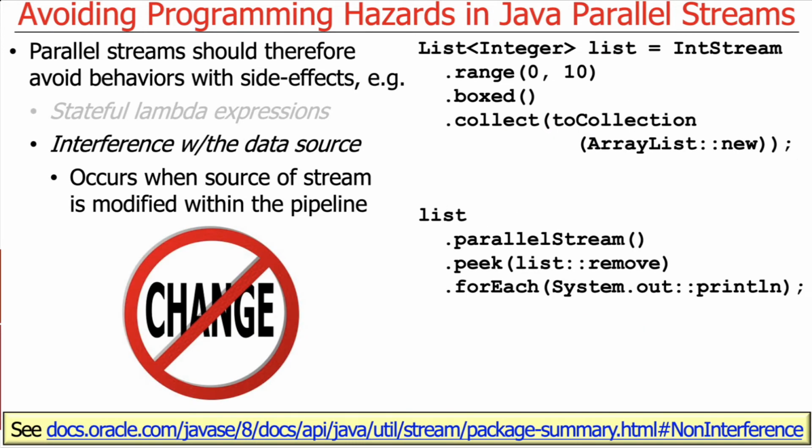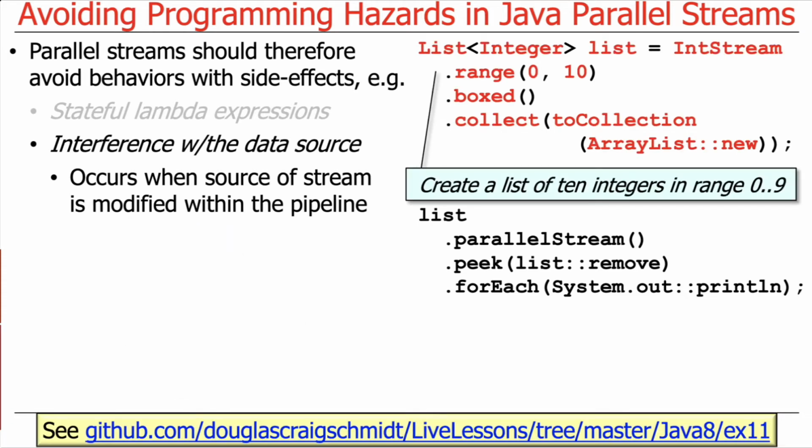Another problem you can run into is interference with the data source, which can occur when the source of the stream is modified within the pipeline. So you can see here we're going to have an example where we have a list of integers. We make that list by going from 0 to 10, non-inclusive, so it's 0 through 9. We box those up into Integers. These are ints, now they're Integers. We collect them into an ArrayList using toCollection. We could also have just said toList. For kicks, I did it this way. So we have a list of integers. So far, so good. Nothing wrong with this.